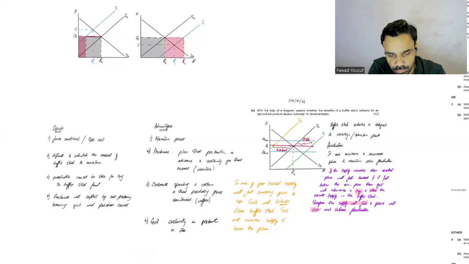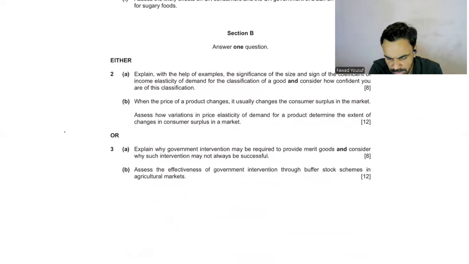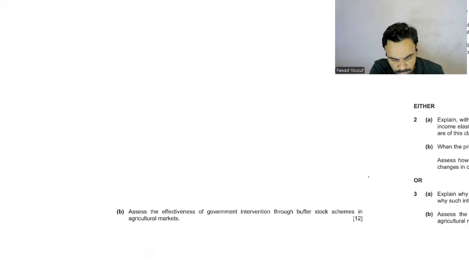So this was one of our questions, and then there was a question 23, for a different variant. There's another question on this. Let me show you. It's about assessing the effectiveness of government intervention through the buffer stock scheme in agriculture markets. So it's pretty much a similar standard question to the one we just discussed.